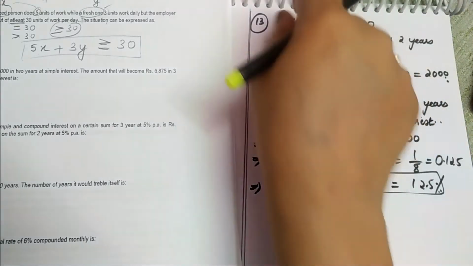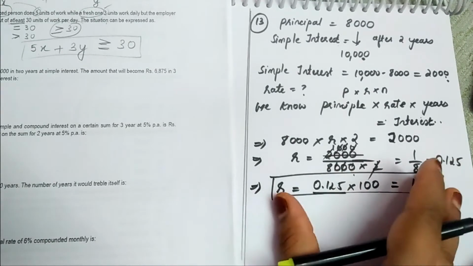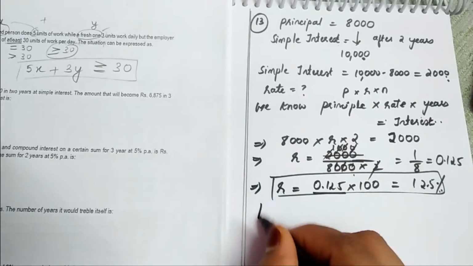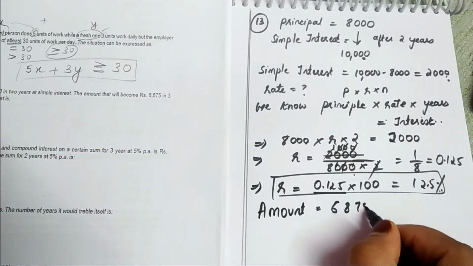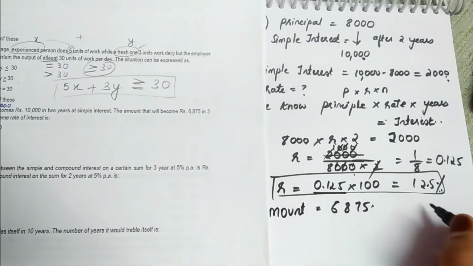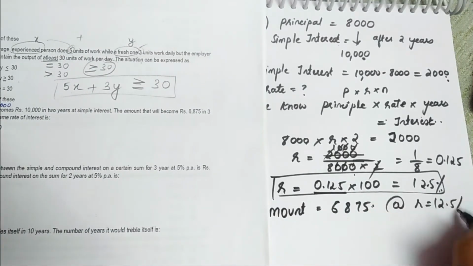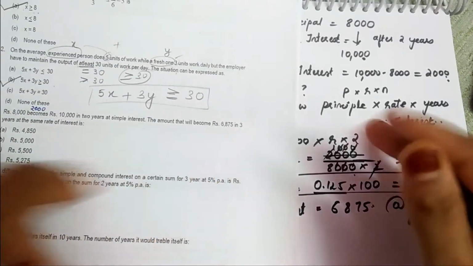So from the given information, we get the rate of interest first. Now apply the next information. The amount is given as 6,875, at the same rate of interest of 12.5%. And what is N here? Here the number of years is 3 in the next part of the question.